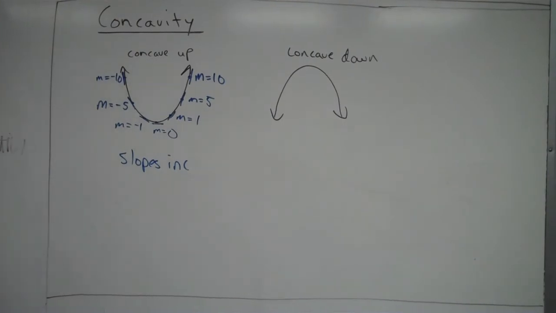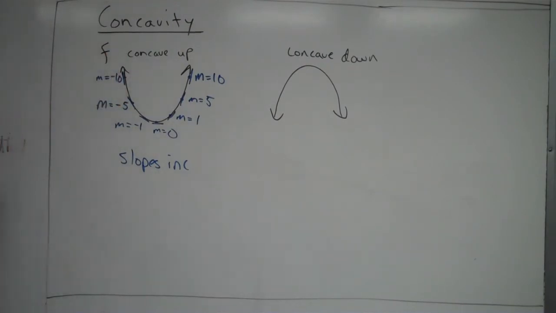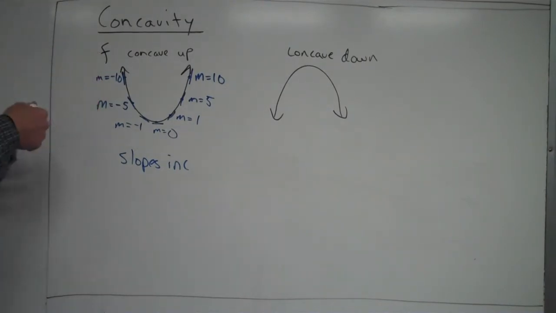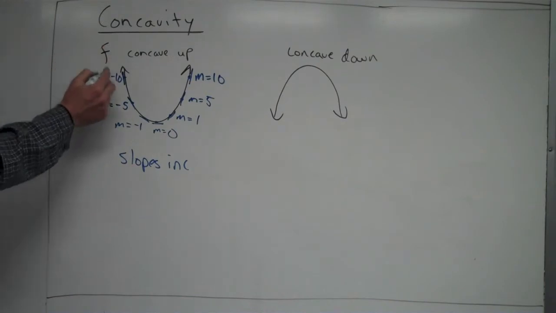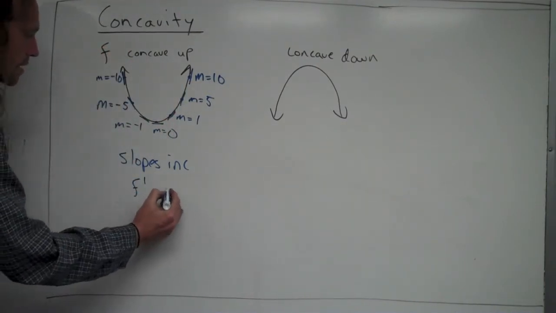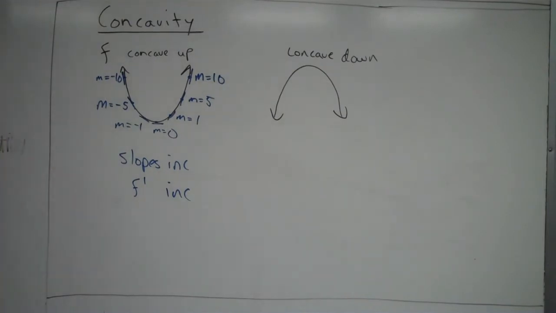Okay, slopes increase. Now, we want to use calculus language. Slope is like a synonym for derivative. So, let me just name this graph. How about I name this graph f? Lovely name for a graph. So if this is the graph of f, f prime would be describing the slopes. So that means that on a concave up graph, calling it f, we're saying that f prime is increasing. Again, slope, f prime, they're synonyms. They're the same thing. f prime just tells us the slope of the graph.